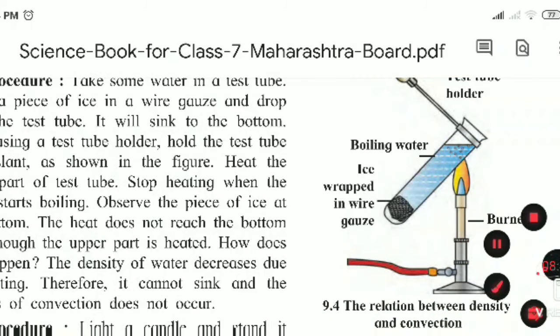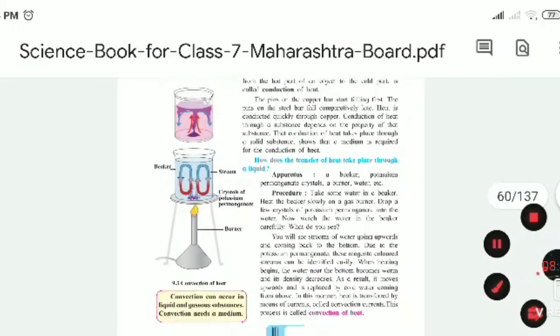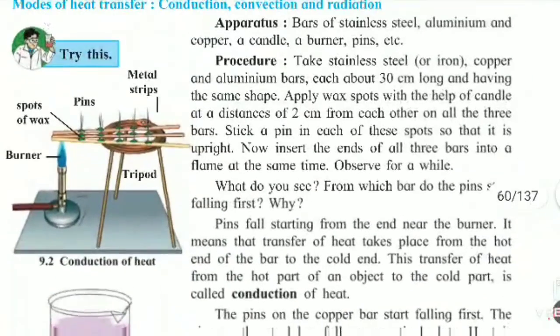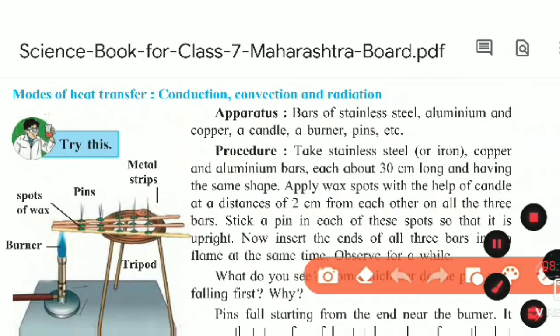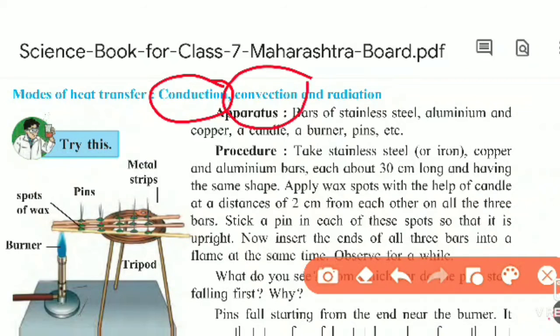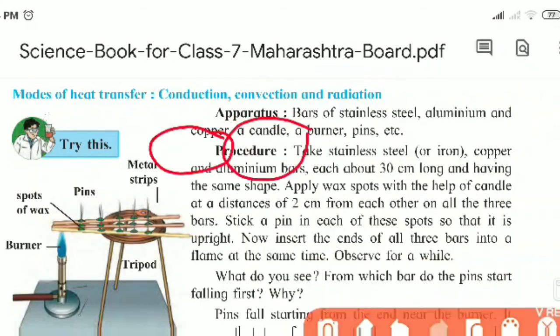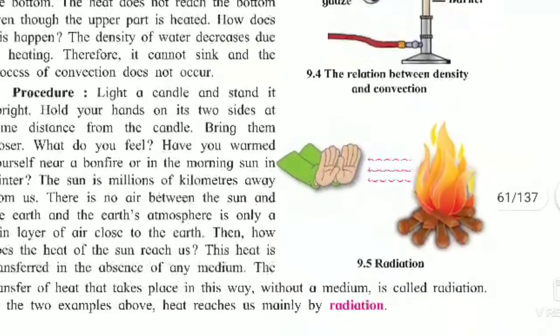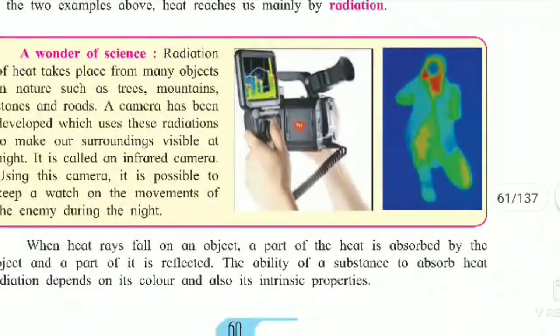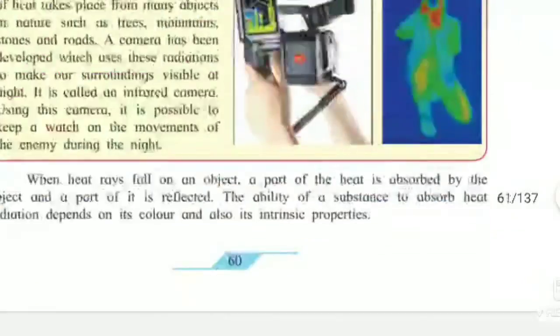So today we saw two methods of transfer of heat. First method is conduction. Conduction takes place only in solids. And second, we saw convection, which takes place in liquid or gaseous substances. Okay, so today we will stop here, and the next part, radiation, we will see in our next lecture.